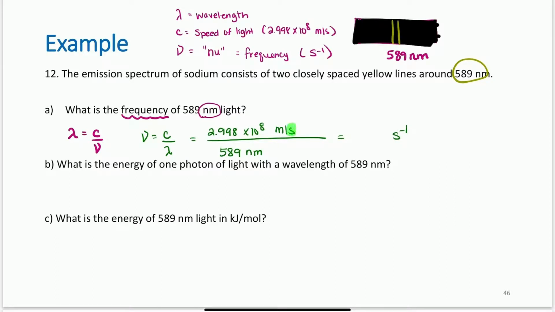This right here is my seconds to the -1. So I have that. That's perfect. I've got that. But I've got to cancel out my meters. The way to do that is to convert your nanometers to meters.